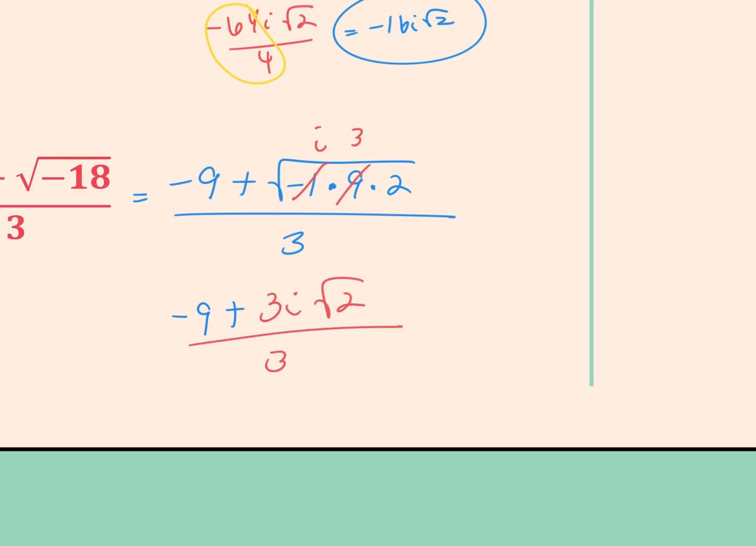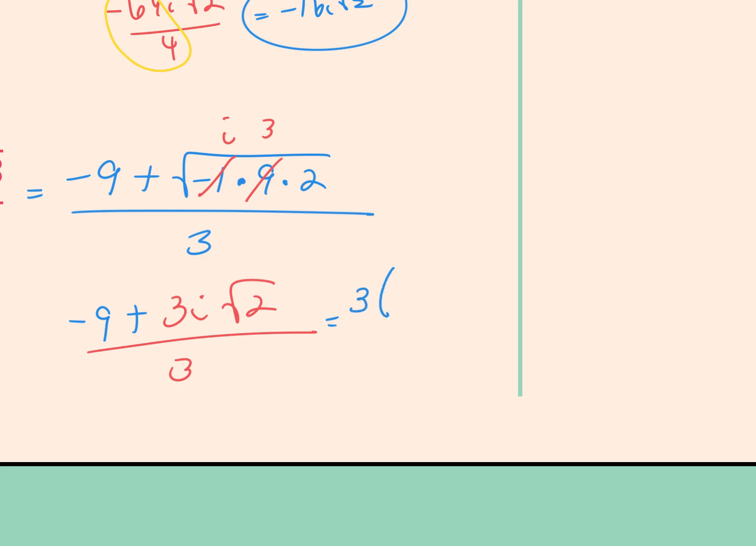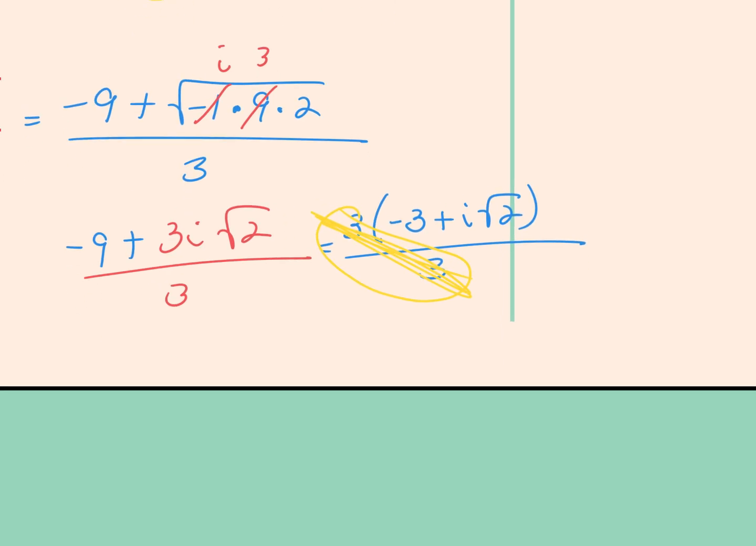Is that simplified? No. Can I do this? No, that's against the law. You guys cannot do that. What do we have to do first? Let's factor out the GCF in the top. It's a complex number. I have a real part and imaginary part. That's fine. What do they have in common? A 3. If I divide out a 3, I'm left with what? Negative 3 plus i square root of 2 over 3. Can I now simplify here? Yes. So your answer is just negative 3 plus i root 2.